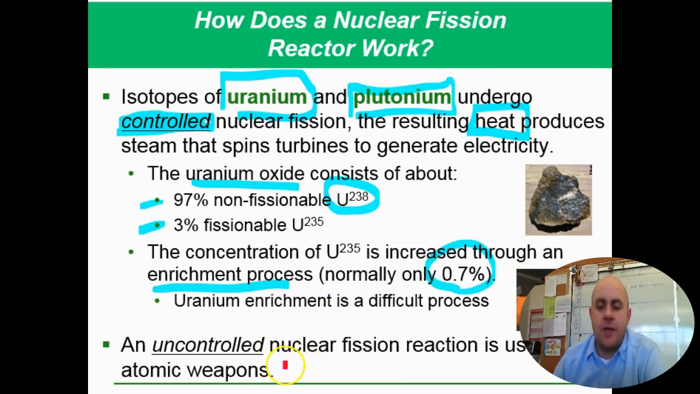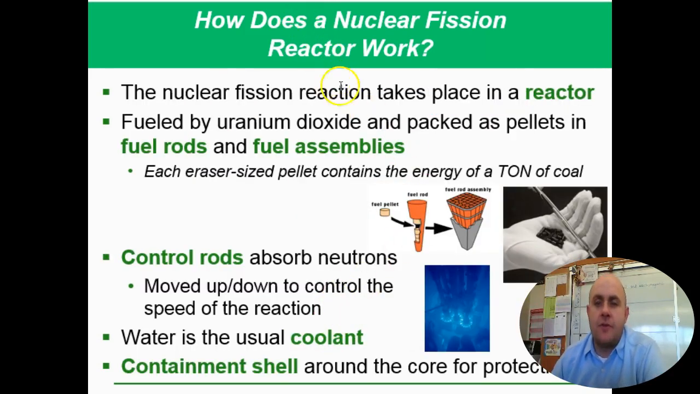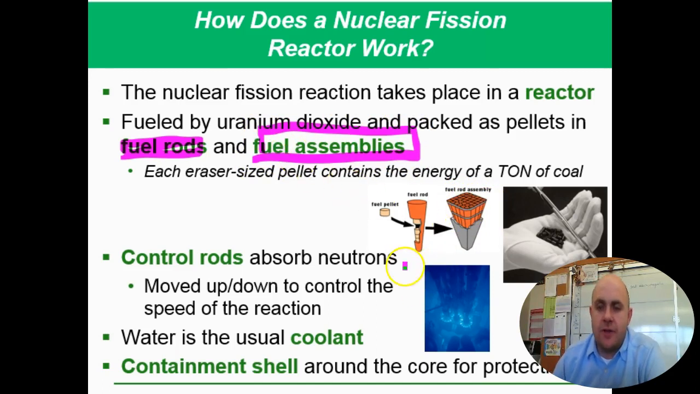If we control that reaction, we create nuclear power plants. Uncontrolled, we create atomic weapons. And so nuclear fission reactions, we do them in a reactor, of course. Inside that reactor we have these long chambered fuel rods. The fuel rods fit together in big huge clusters called fuel assemblies. And then those get put down, and you can see a big fuel assembly down inside this reactor core right here.